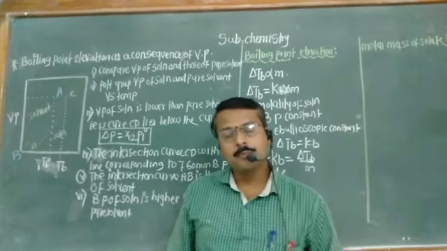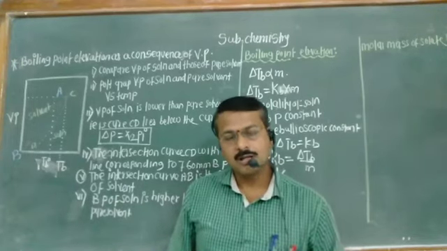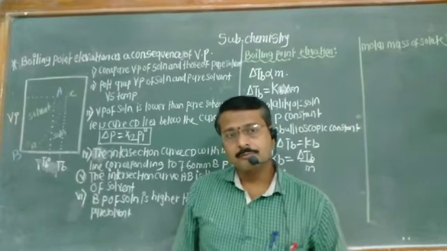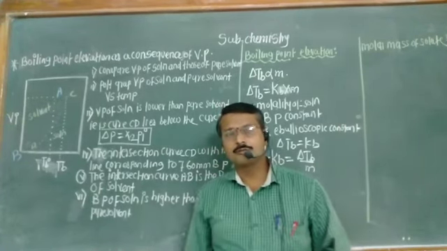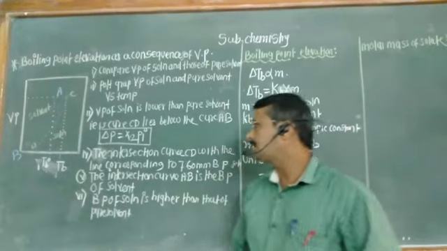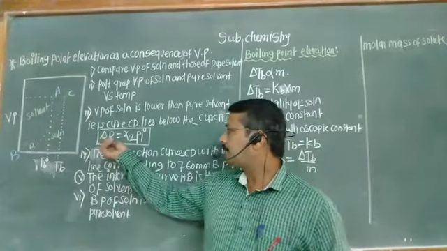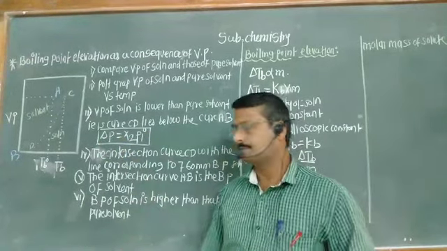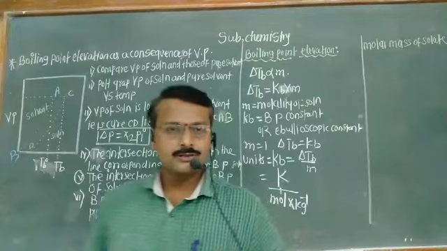According to Raoult's law and simplification, we write the final equation of the lowering of vapor pressure: delta P is equal to x2 into P1 zero.